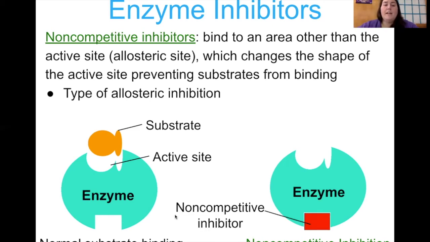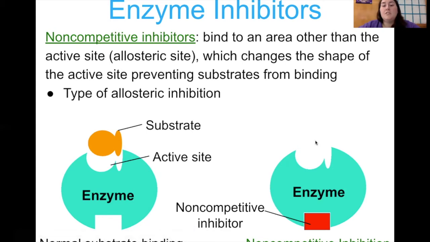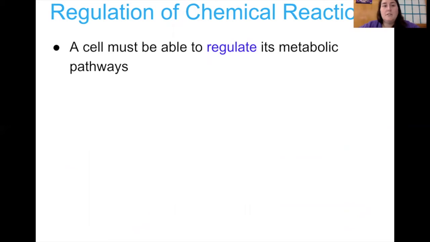Okay, but when a non-competitive inhibitor binds to another location other than the active site, the allosteric site, it changes the shape of our active site and prevents substrates from binding. Okay, see how it changed the shape of our enzyme? And so now this shaped substrate will not fit in this enzyme, and it cannot perform its job. And so when you change the shape of that enzyme, it's pretty permanent.